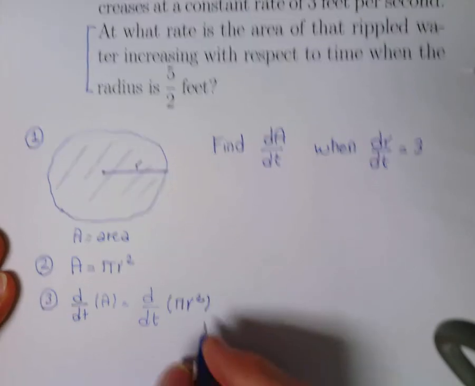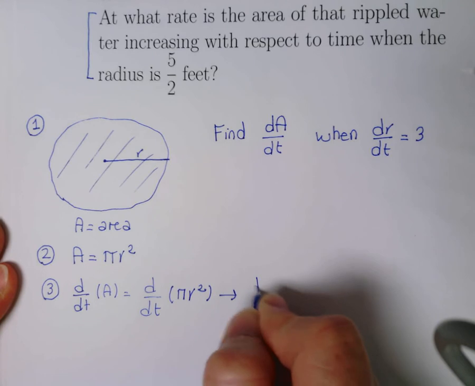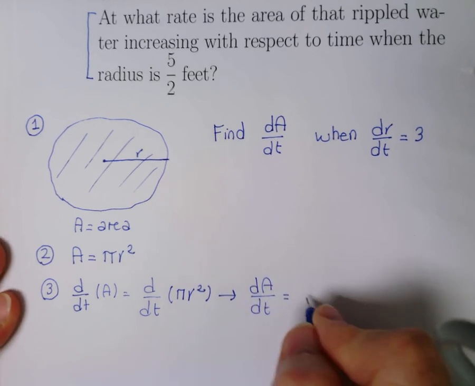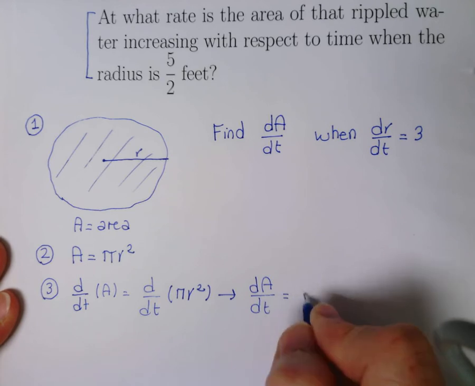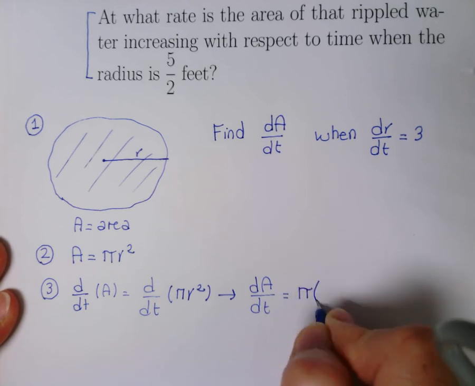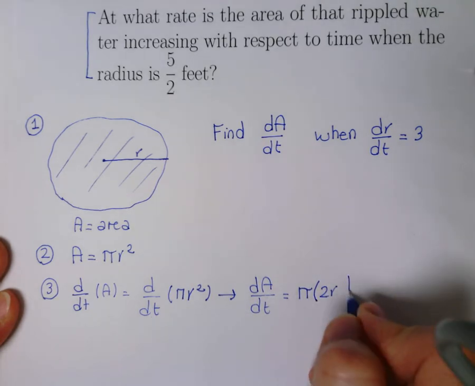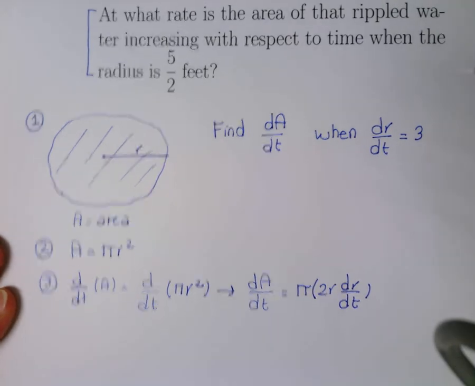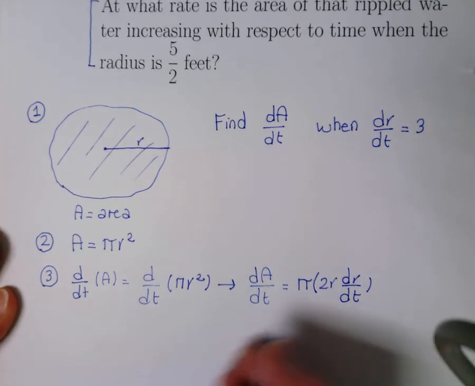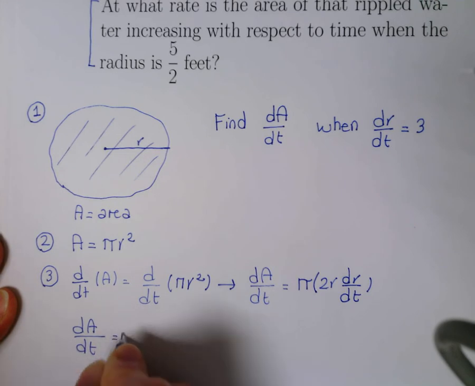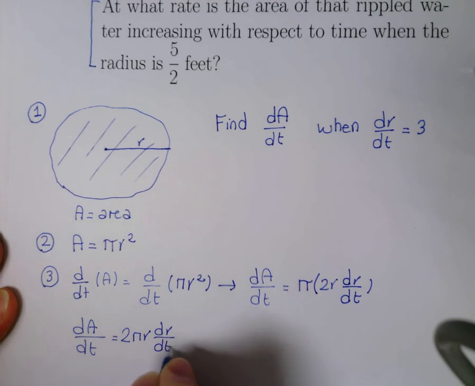Okay, and when we do that, what do we get? dA/dt on the left, and we get the derivative of pi r squared is just pi times 2r with respect to time. I have to use the chain rule and multiply by dr/dt. And so dA/dt is 2 pi r times dr/dt.